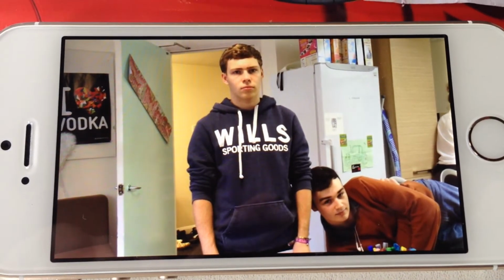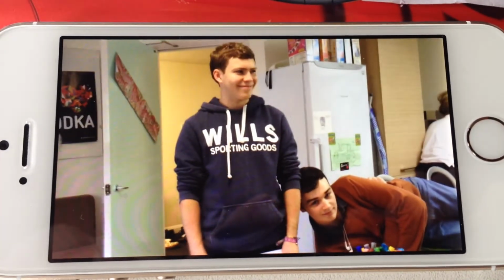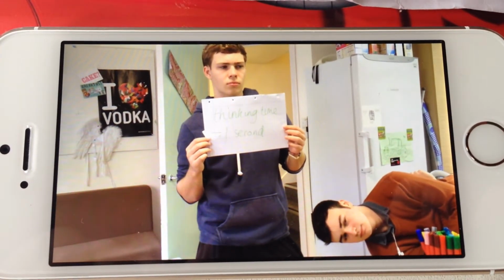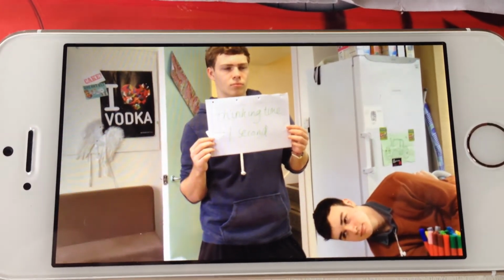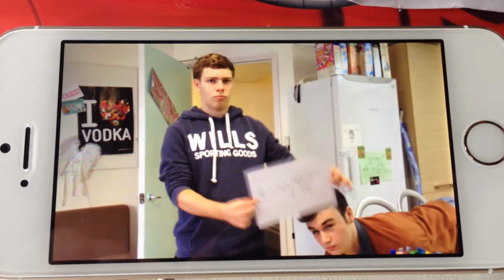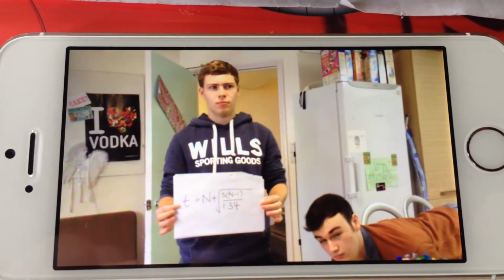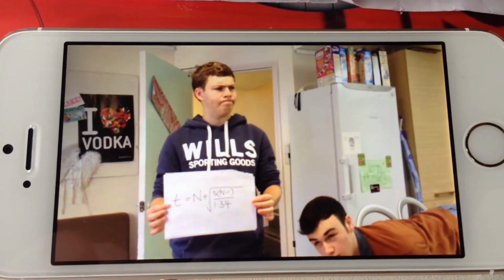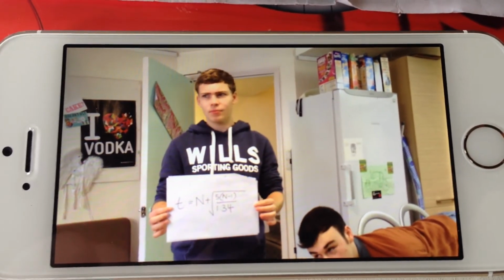However, we need to consider thinking time of drivers. We are assuming the thinking time to be 1 second after the person in front starts to react. Therefore, the time it takes for car N to get to the front of the queue is T equals N plus the square root of 5 bracket N minus 1 over 1.34.